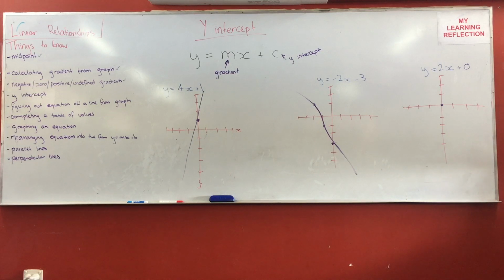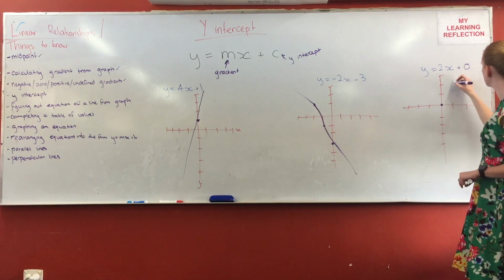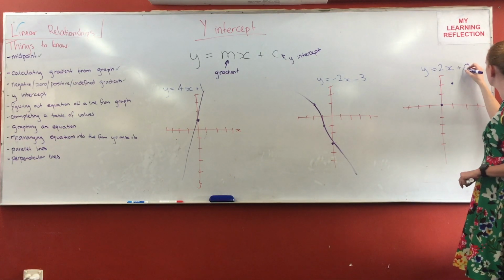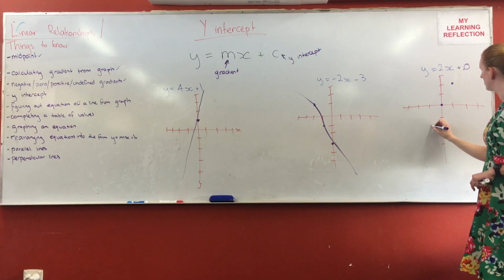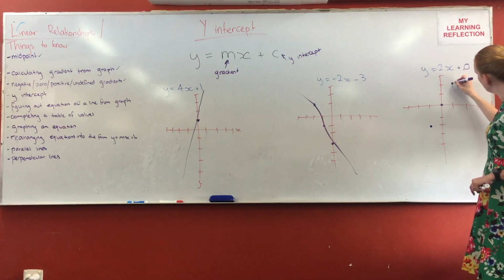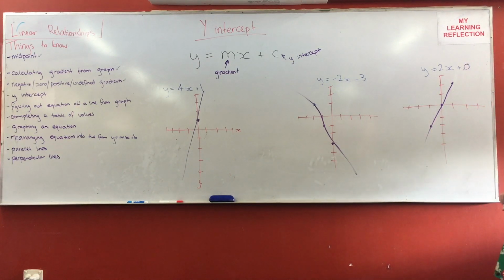Straight, the undefined one. No, because it's got a gradient of 2, but it's positive, so it's going to be going upwards. So for every one it goes across, it goes up 2. And it'll look, if I go through the right dots, yes, straighter than the last one. Cool. Any questions about that?